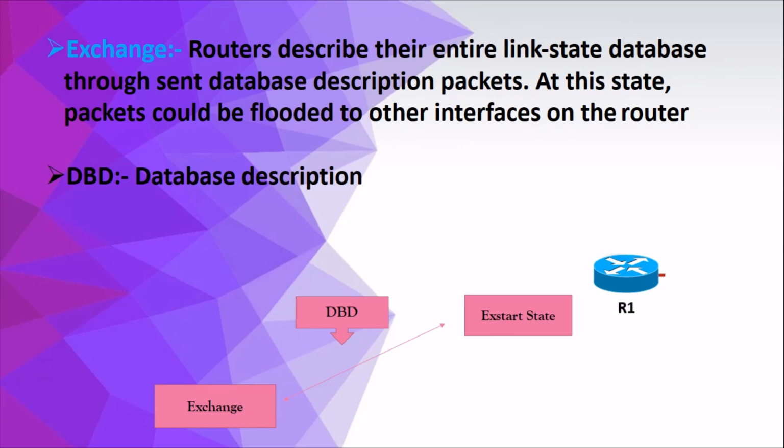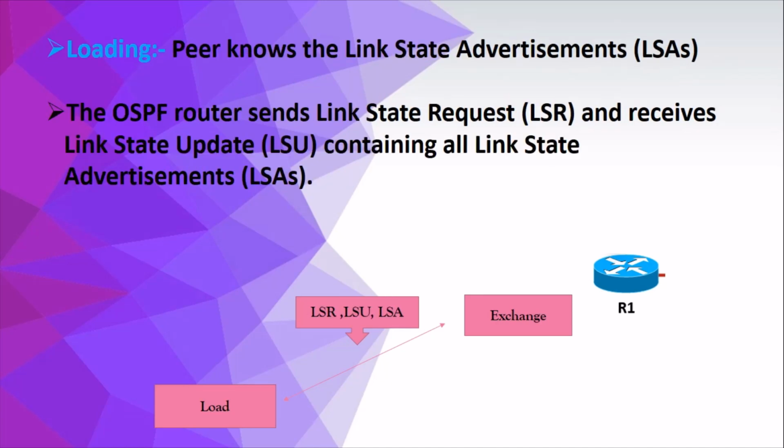So exchange is the state. In the exchange state, the database description will be exchanged from router 1 to router 2. Whatever information router 1 has will be exchanged from router 1 to router 2.